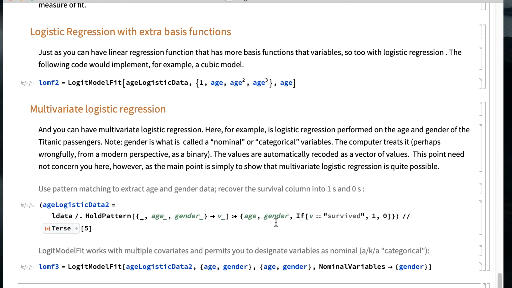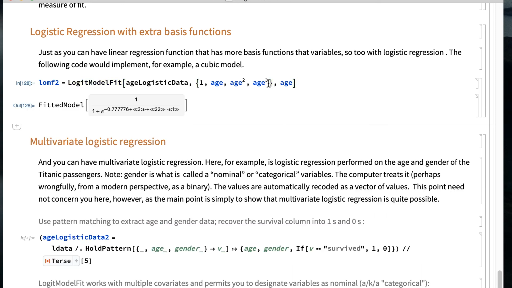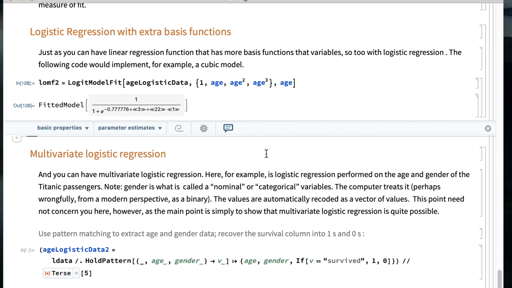Okay, something a little simpler, thankfully. Just as you can have linear regression with more than one basis function, you can have logistic regression with more than one basis function. So here, we're going to take our age variable, and we're going to try and do a logistic model on age squared and age cubed. There it is, so you can do that.